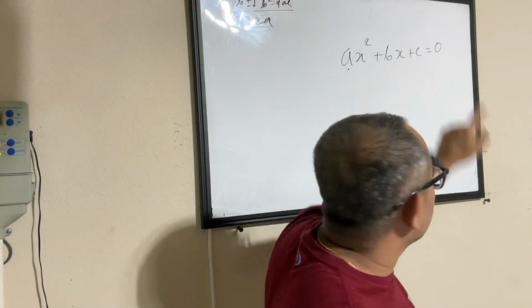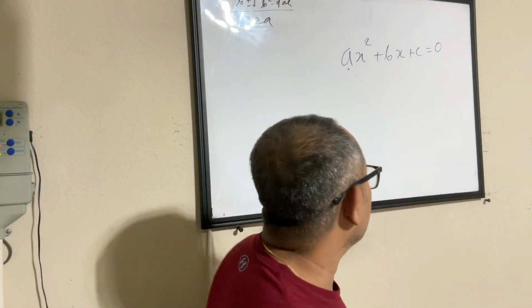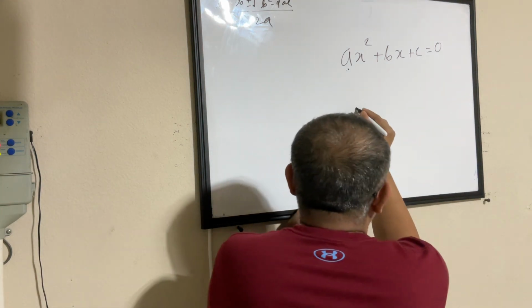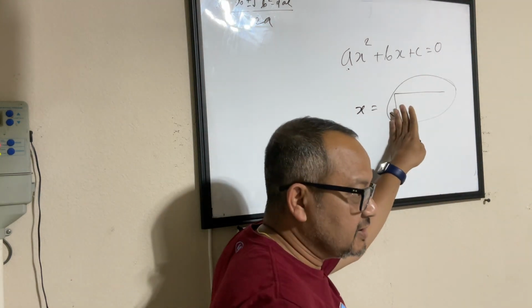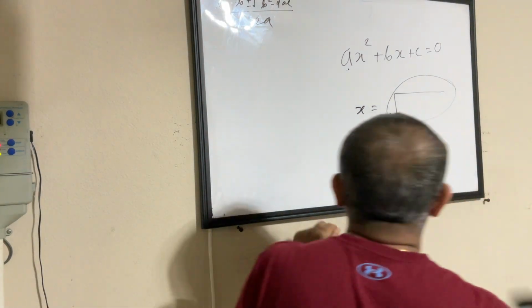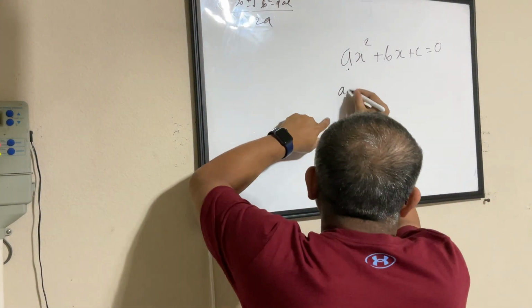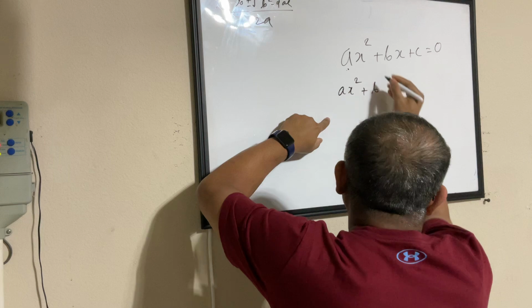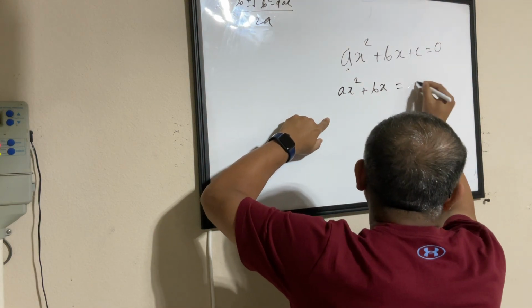Okay, so this is the equation. Ultimately, we are trying to find out what is the value of x. Eventually what I'm trying to get to is x equal to something. What will it be? How do I get to that? Okay, simple. Now look at this: ax squared plus bx, everything relating to x, I'll keep on this side, will be equal to minus c.